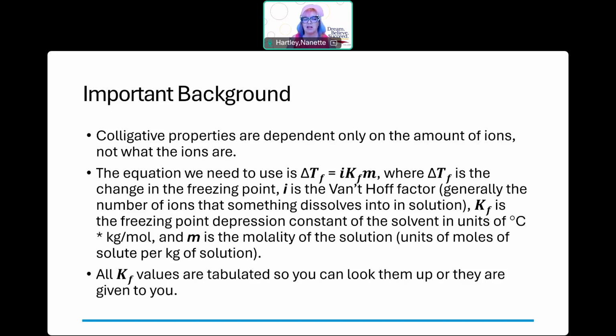Now, Alex will tell you that molality is an antiquated unit, and we typically refer to it as moles of solute per kilogram of solution. I don't think it's antiquated at all, but that's because I'm old.